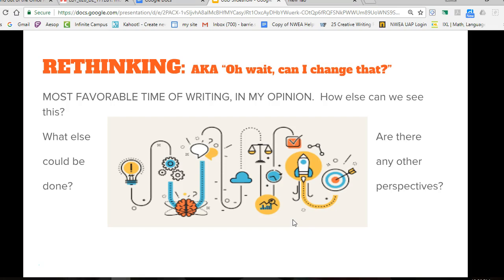Then there's the rethinking stage, that, oh wait, can I change that? Which is my most favorable time of writing, because I do that all the time. In the oddest moments, I'll have a whimsical idea or an aha moment, and I want students to be able to be comfortable with that.